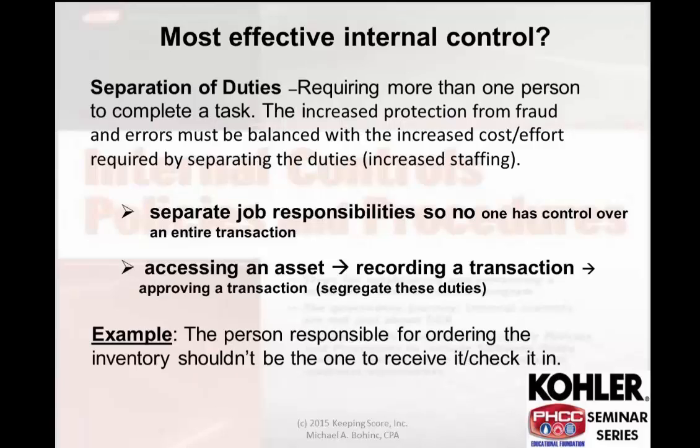So we're trying to separate the different aspects of a transaction. Accessing an asset, recording a transaction, and approving it, those are the things we're trying to separate or segregate. The problem we have with our smaller companies, especially the family businesses, where maybe it's just you and your husband or you and your wife and 2 or 3 plumbers, or even 4 or 5 or 6 plumbers, is there's not enough employees to separate all those duties. And so that causes a problem.